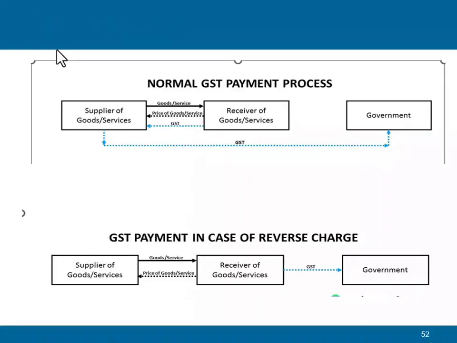So look at this, supplier of goods and services, he supplies goods to the receiver of goods and services, and he raises an invoice for goods and services, and then GST is paid by the receiver to the supplier, and the supplier pays to the government, okay. In the second case, the supplier supplies goods or services to the receiver, and the receiver pays the price to the supplier, and the GST is paid by the receiver of goods and services to the government. So this is called reverse charge mechanism.